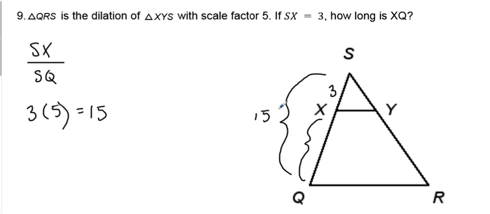If the left side of the big triangle is 15 and the left side of the little triangle is 3, in order to find XQ, that's the piece left over, what I'm going to do is say XQ is equal to SQ, that's the left side of the big, minus SX, that's the left side of the little. So 15 minus 3, and that is equal to 12.